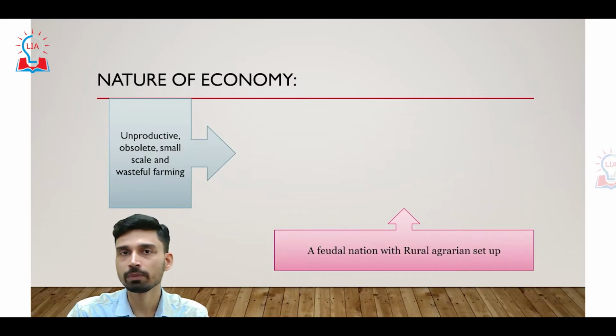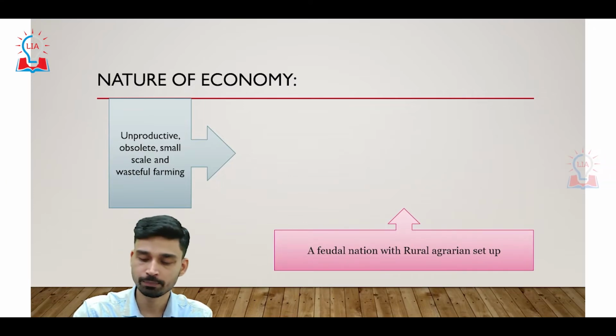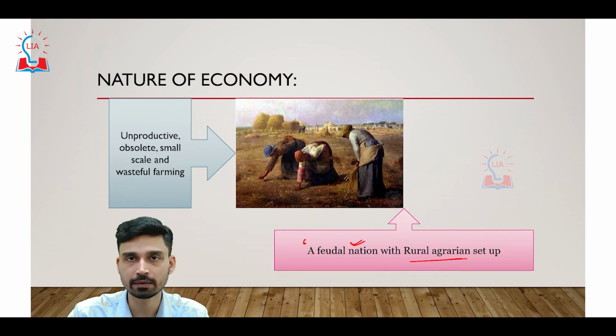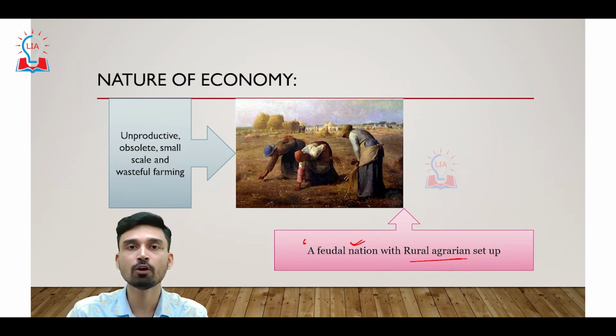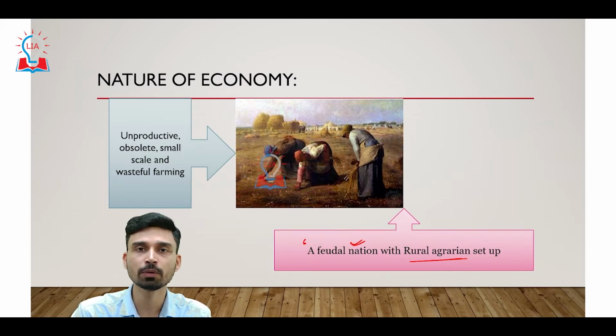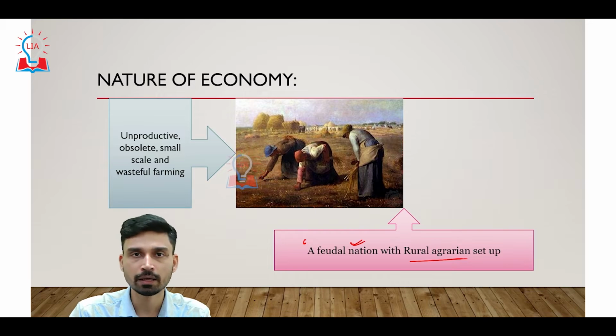So what about the economy? How did the French economy look before the revolution? As discussed just now, overall France still was a feudal nation with a rural agrarian setup. Feudal nation means the farmers who were working in the field did not have any ownership over the land. These lands were owned by rich noble classes called manors, and these manors gave the farmers who worked full time in their fields wages or some amount of agricultural produce in return for their labor.